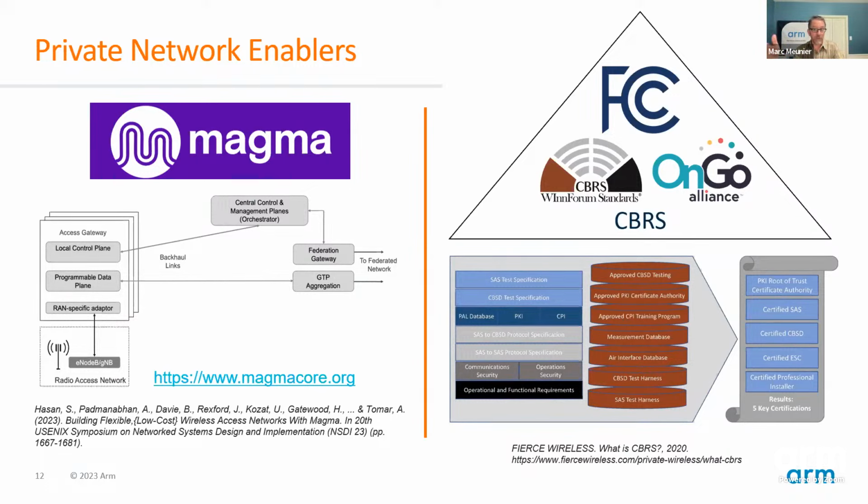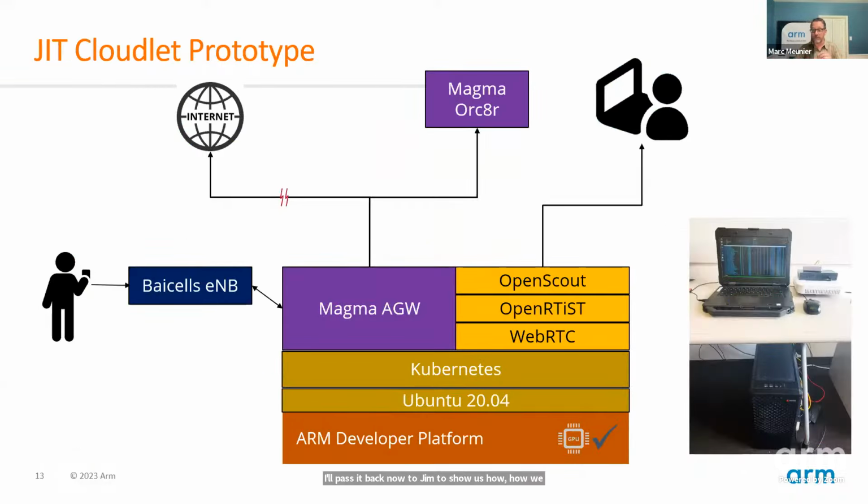And as we showed in the previous slide, there are radios available. There are also end devices that you can use and connect to this spectrum. So that's the communication channel that we used to create this wireless network in the just-in-time Cloudlet. I'll pass it back now to Jim to show us how we pulled all this together to create a proof of concept. Okay, yeah. So let's talk a little bit about what we built.